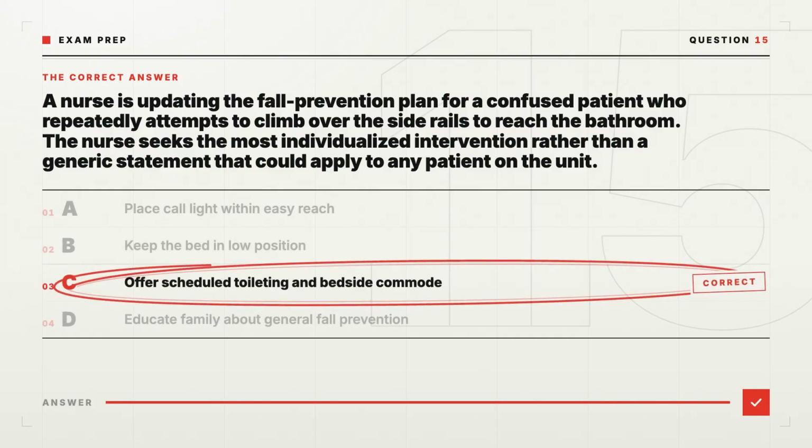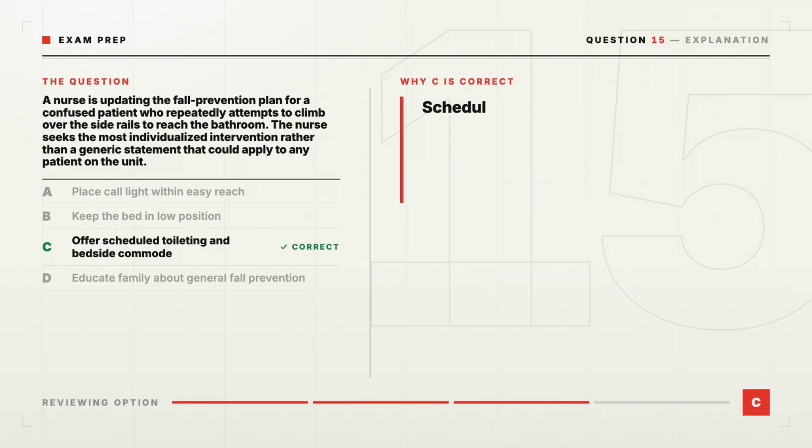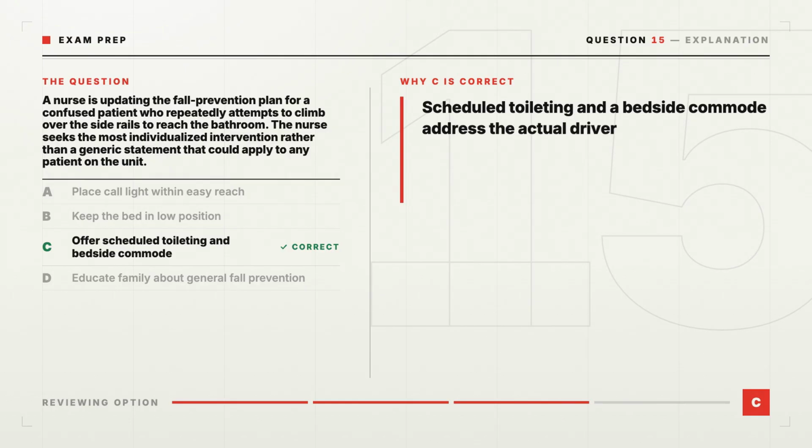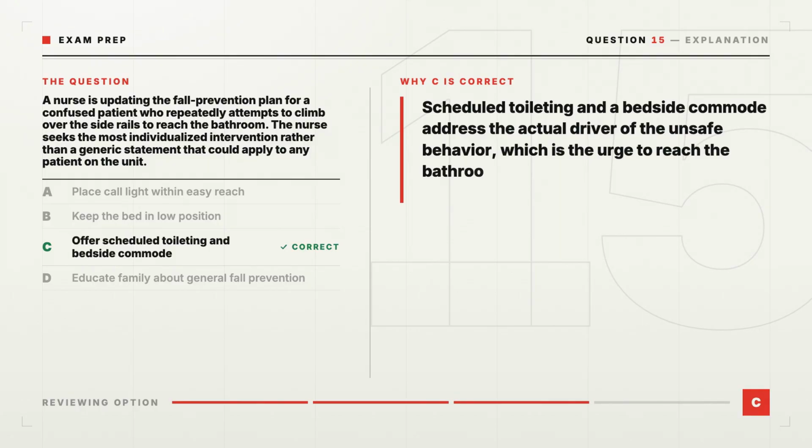The correct answer is C. Offer scheduled toileting and bedside commode. C is correct because scheduled toileting and a bedside commode address the actual driver of the unsafe behavior, which is the urge to reach the bathroom. The intervention is tailored to this patient's specific cue and need.